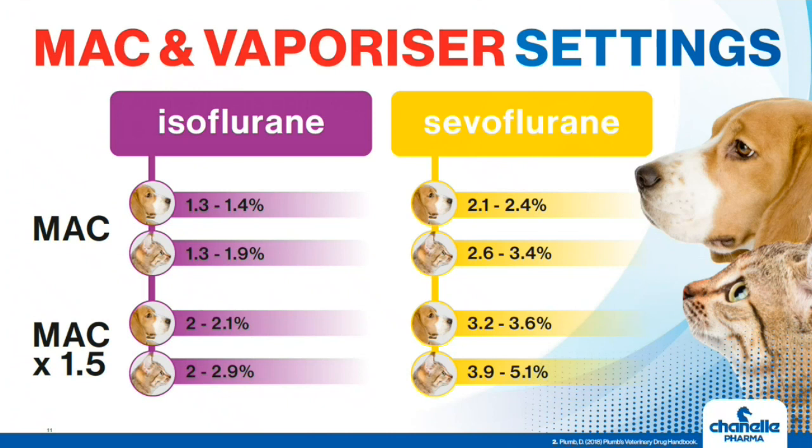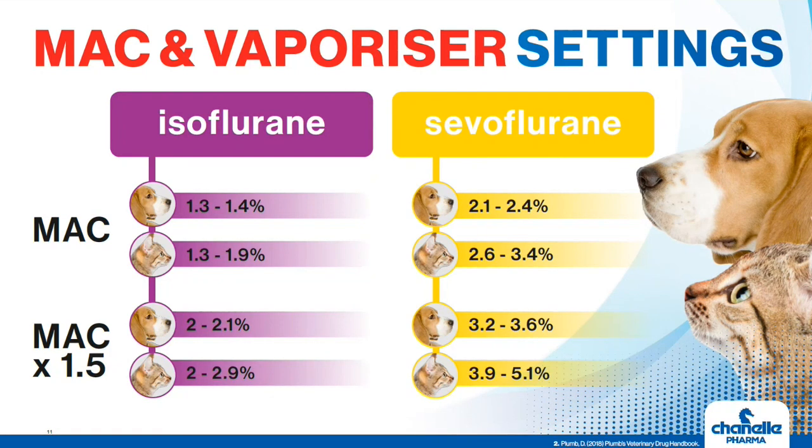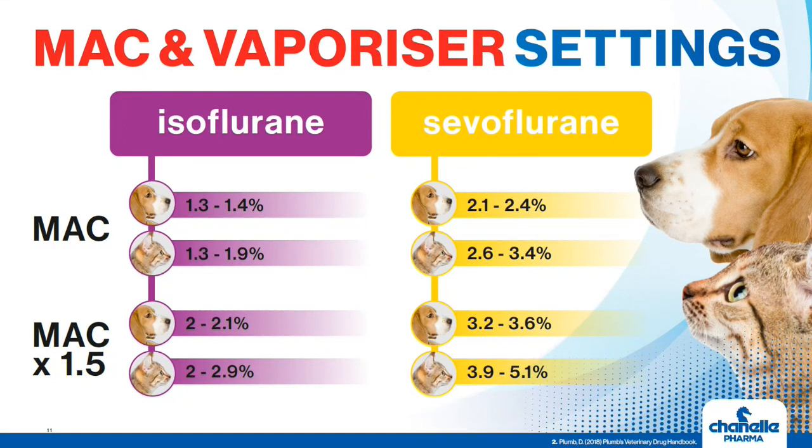Unfortunately, dosing is not quite as simple as this, because patient factors will play a role and alter the MAC value. We shall come on to this further in the presentation. Please note, these values are taken from the literature, and they differ slightly from the values recommended in the SPCs for Sevohale and Isovet. However, these differences are minor and largely sit within the ranges suggested in this slide.